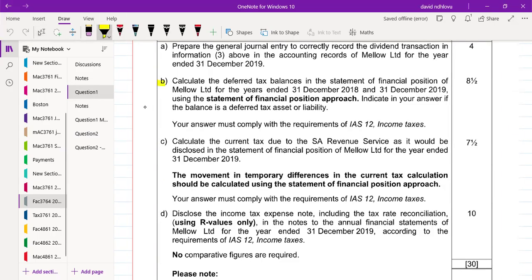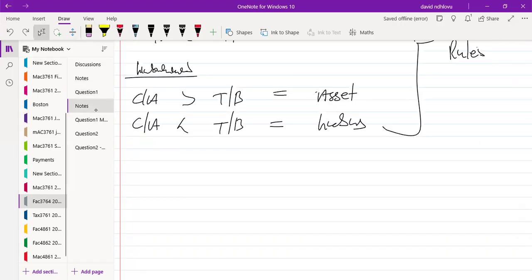Number B says calculate the deferred tax balance in the statement of financial position of Melo Limited for the year ended 31 December 2018 and 31 December 2019, using the statement of financial position approach. Indicate in your answer if the balance is a deferred tax asset or liability. That was for only 8 marks. So you will always be asked your questions in this way to apply what we call the statement of financial position approach.